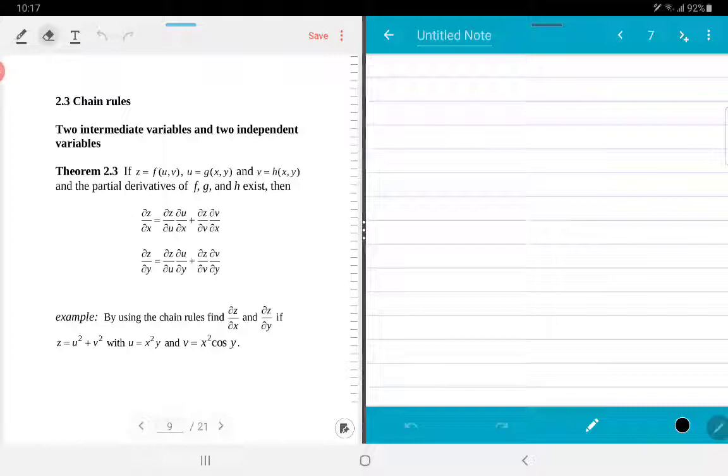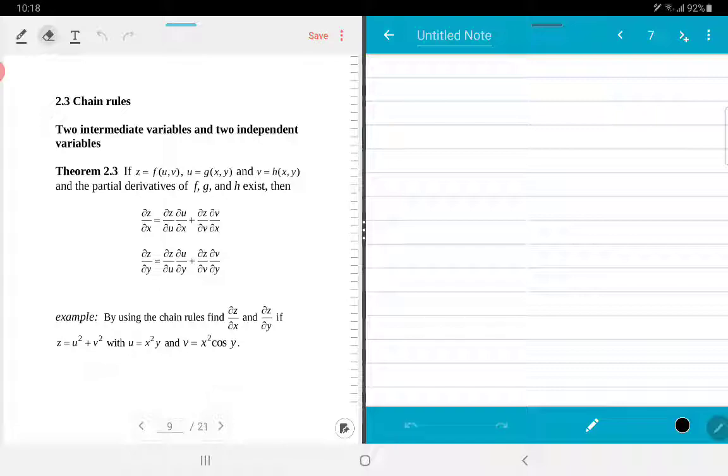Today's topic is on chain rules. So here we have a function with multivariables, but there are a variety of cases where you might have three independent variables, two intermediate variables, or vice versa. So we have many cases. I'm going to show you a few cases.